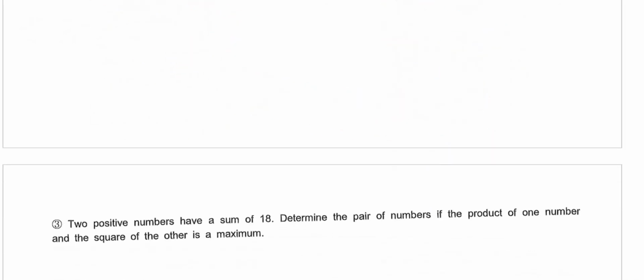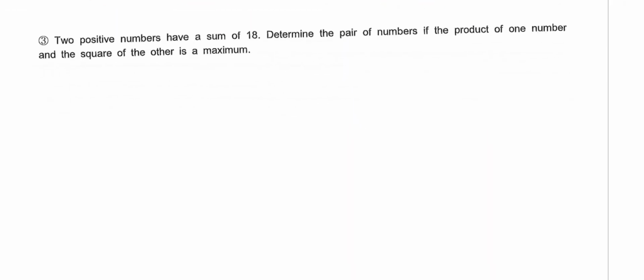Okay, let's move on to the next question in the homework section here. All right, now I need to find two positive numbers that have a sum of 18. Okay, so two positive numbers have a sum of 18, and determine the pair of numbers if the product of one number and the square of another is a maximum. Okay, so another weird word problem.